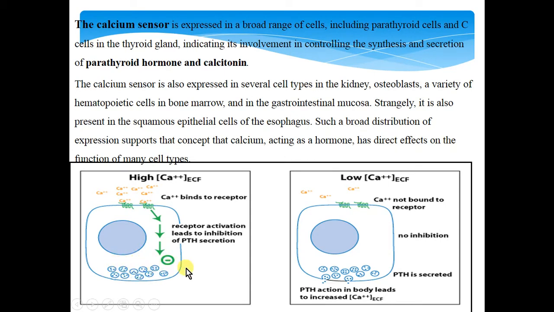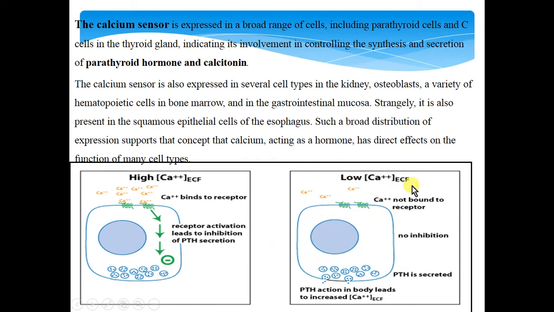We said even at high concentration of calcium in the blood there is a small release of parathyroid hormone, but when the calcium level is too high, more calcium will bind to the receptor, leading to inhibition of parathyroid hormone secretion.